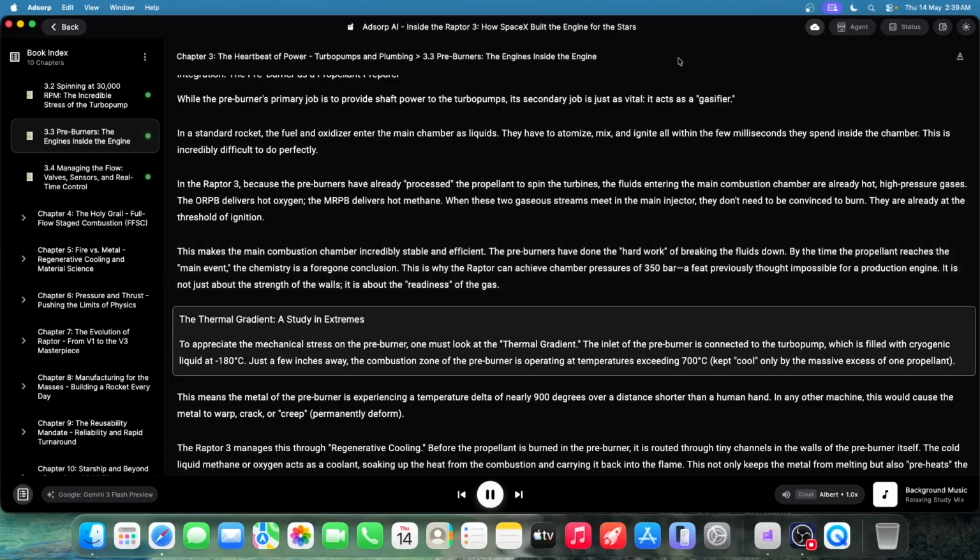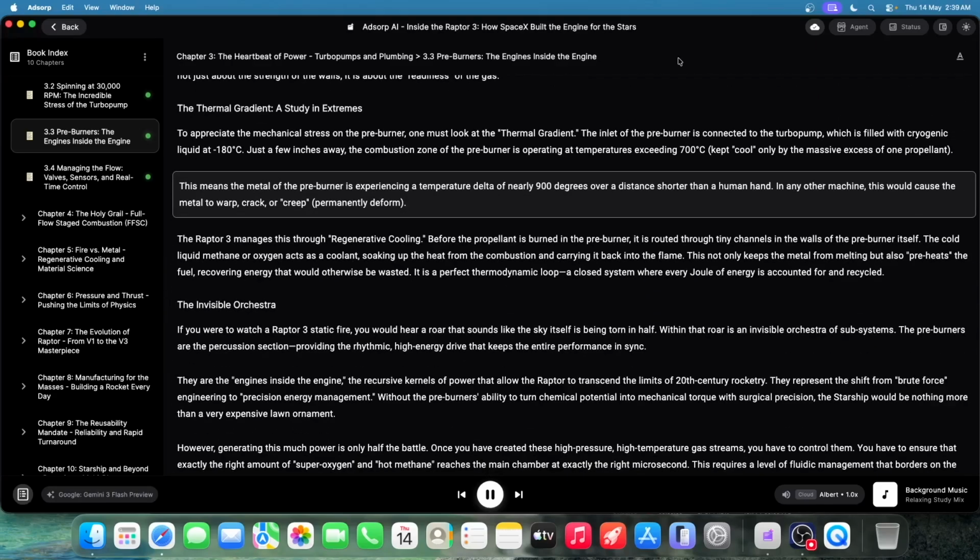And the thermal gradient, a study in extremes. To appreciate the mechanical stress on the preburner, one must look at the thermal gradient. The inlet of the preburner is connected to the turbopump, which is filled with cryogenic liquid at minus 180 degrees Celsius. Just a few inches away, the combustion zone of the preburner is operating at temperatures exceeding 700 degrees Celsius, kept cool only by the massive excess of one propellant. And this means the metal of the preburner is experiencing a temperature delta of nearly 900 degrees over a distance shorter than a human hand.